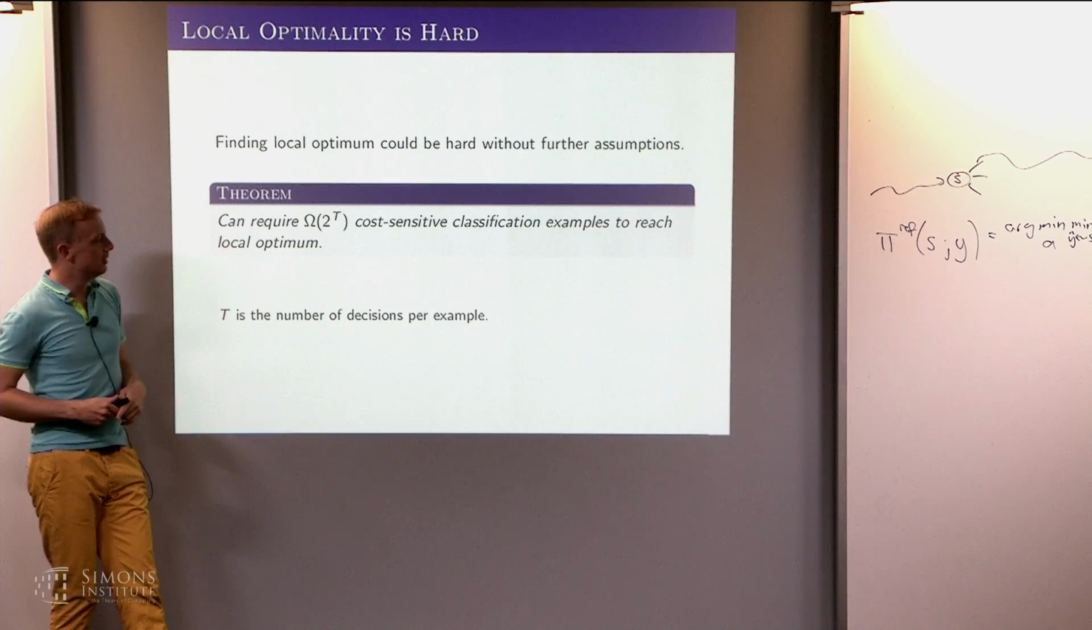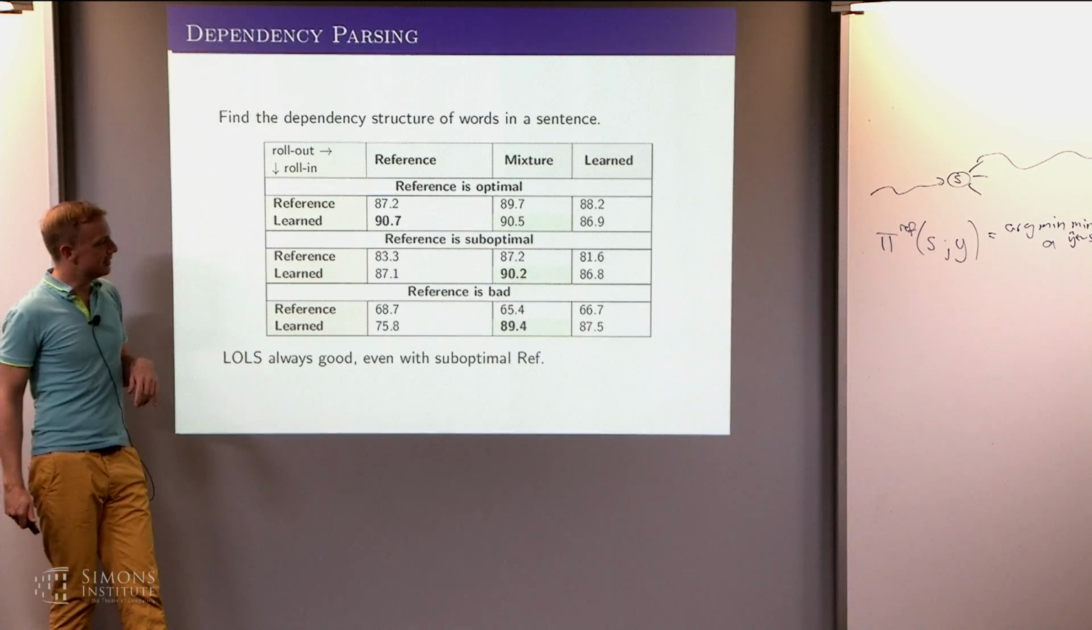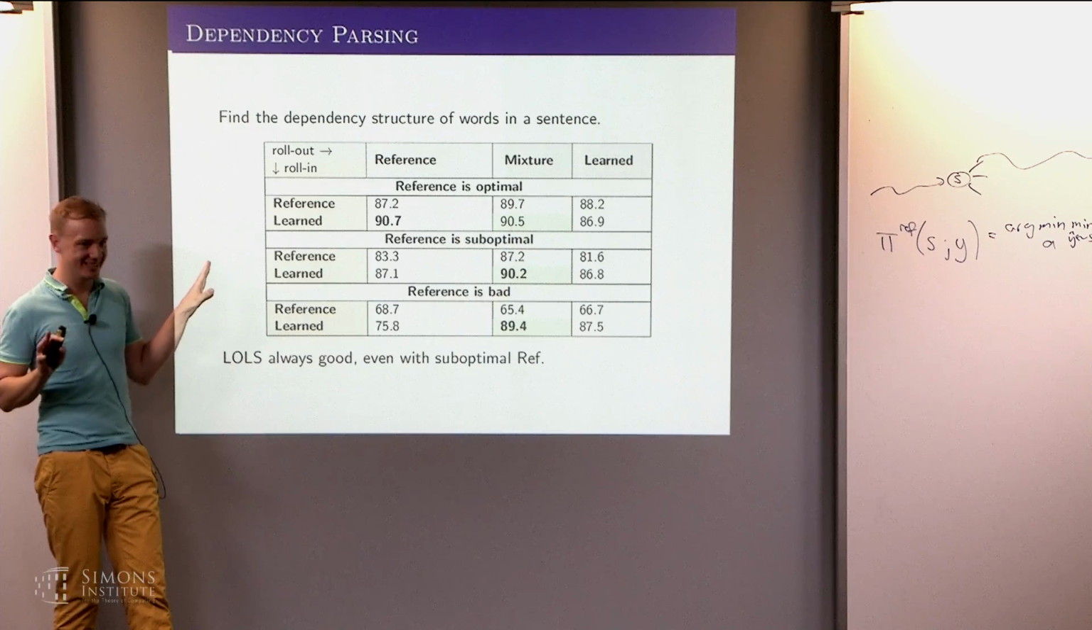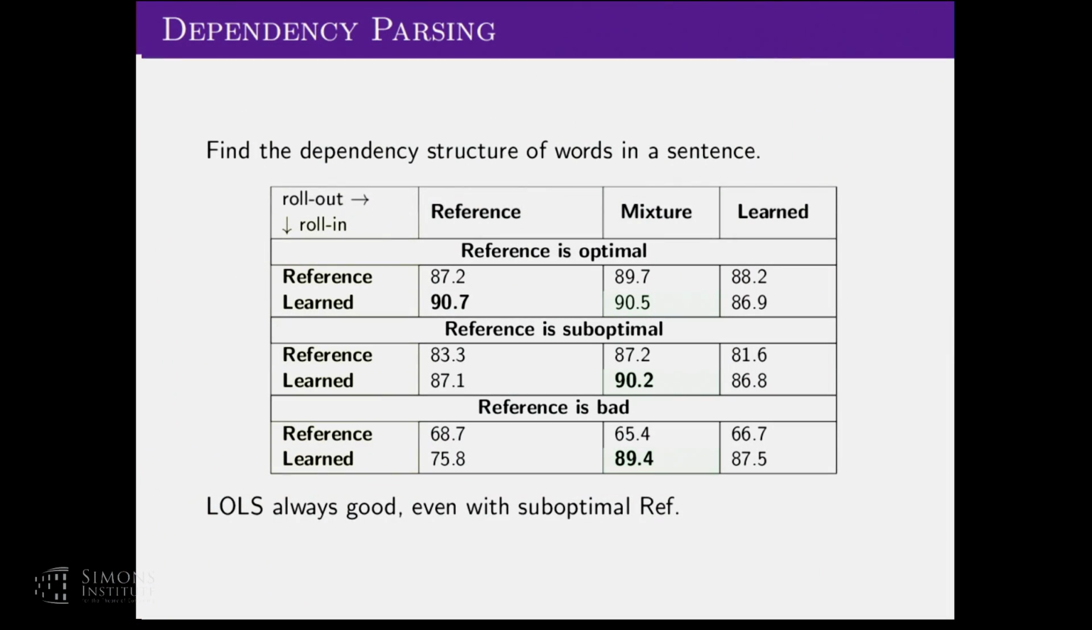Okay, so getting exact local optimality is hard. I won't talk about that. Does it work in practice? Yes, it works in practice. No one wants to know results. Okay, so in the case where the reference is optimal, the thing that should be good according to the theory is still good. In the case where ref is suboptimal, which is the case we care about, then LOLS is much better than everything else. So in a sense, the empirical results match what the theory says.